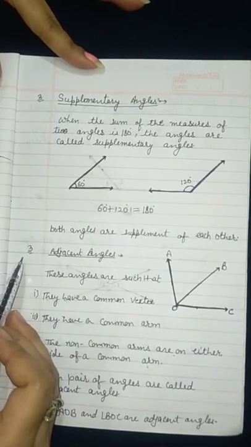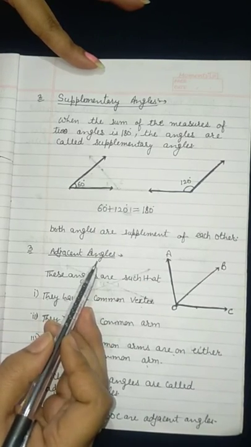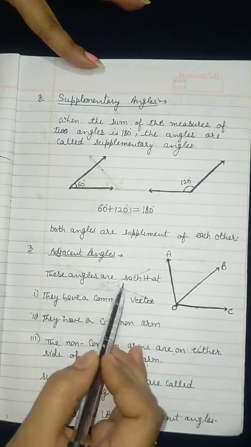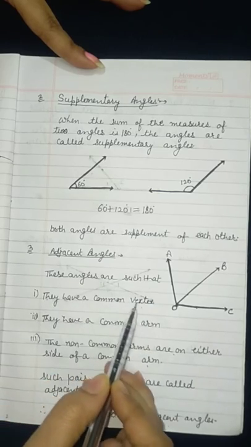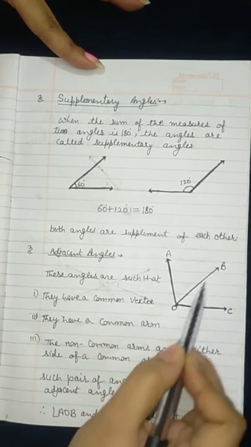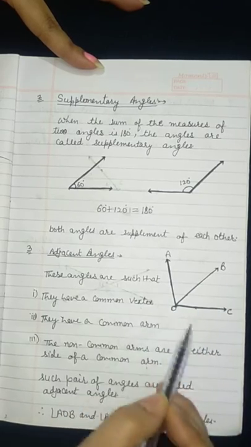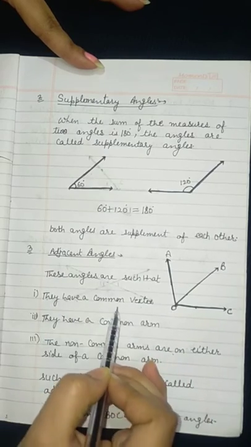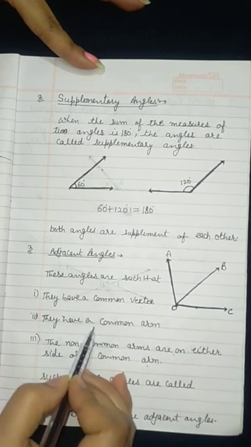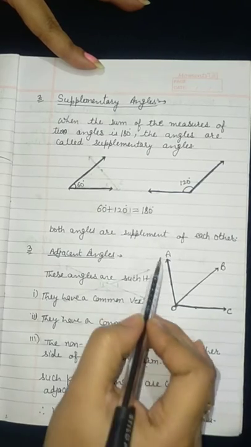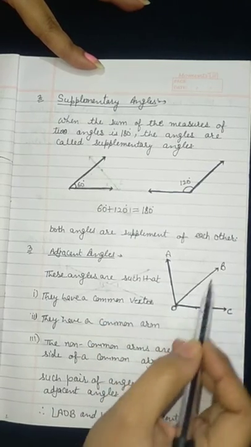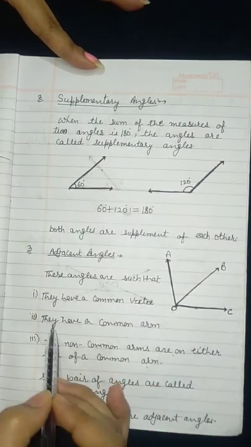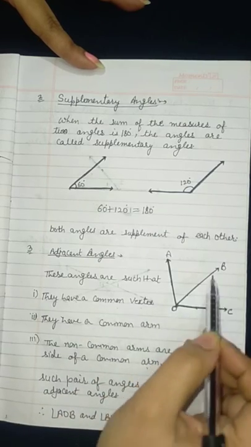Then next, the third one is adjacent angle. See, what are adjacent angles? I'm going to explain this with the help of this diagram. See here, these angles are such that they have a common vertex. Means angle AOB and BOC both have the common vertex O. Then they have a common arm. Means when I take AOB and BOC, BO is common here, so both have the common arm BO, or OB we can say.